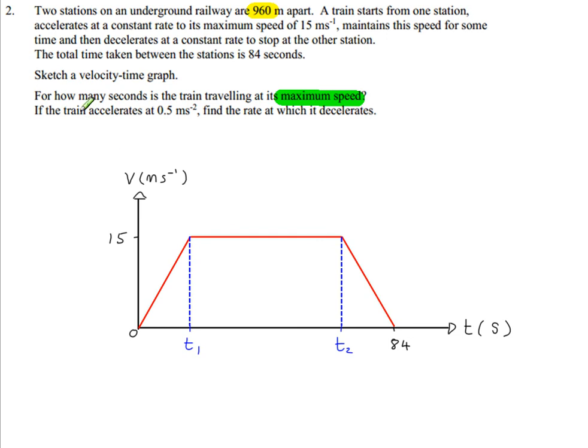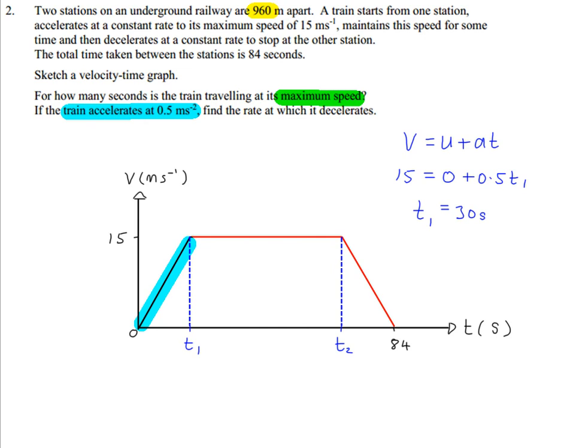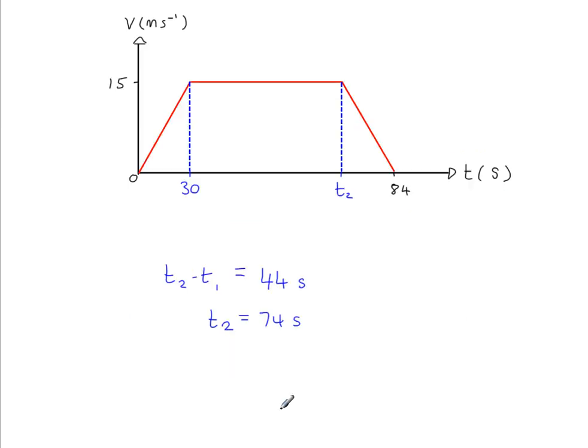The train accelerates at 0.5 meters per second squared, so that's the gradient of this line here. So we can work out the value of T1 now. Using a SUVAT formula, substitute the values in, so T1 is equal to 30. From before we know that T2 minus T1 is 44 seconds and T1 is 30, so T2 is 74 seconds.